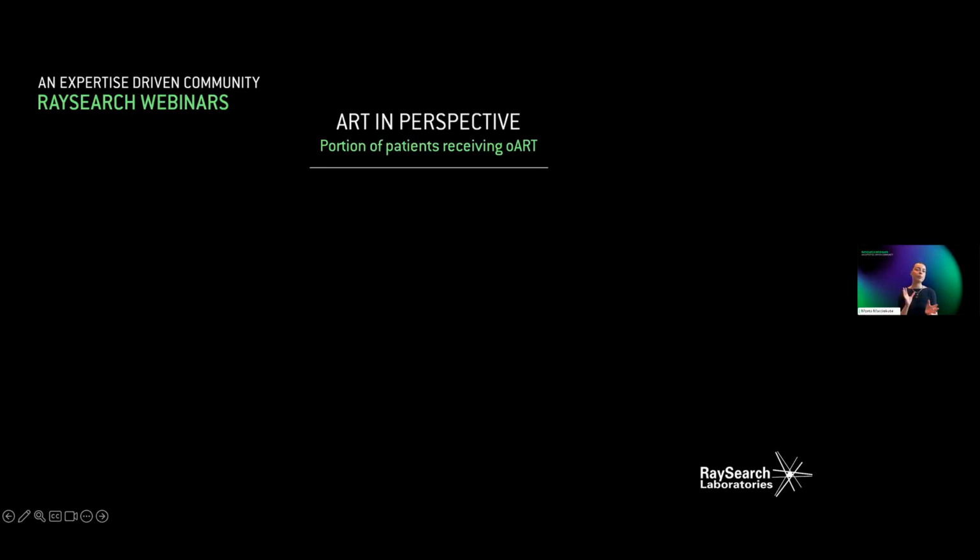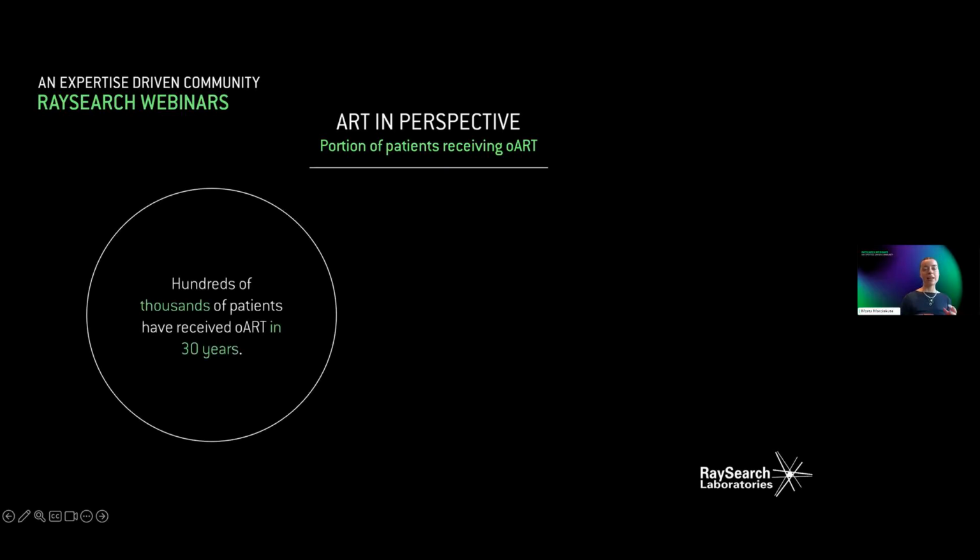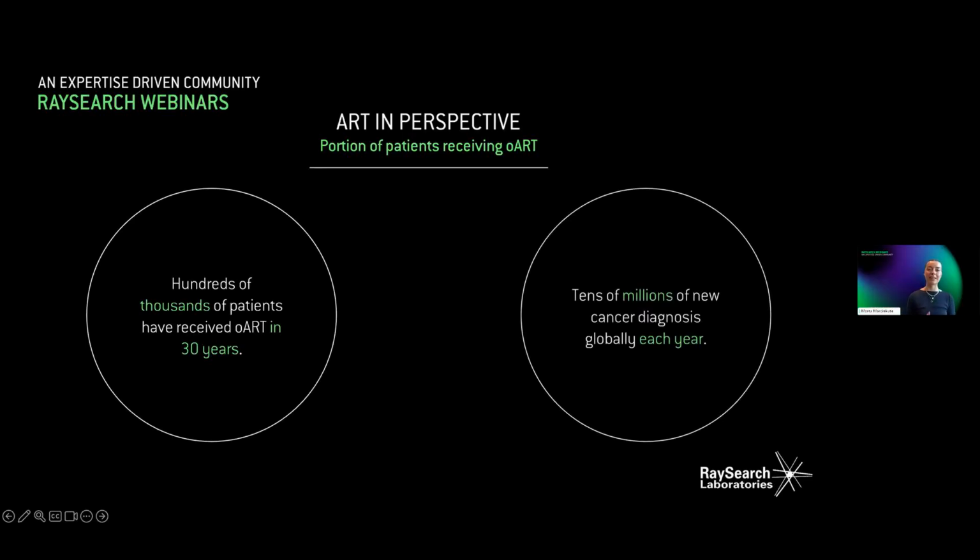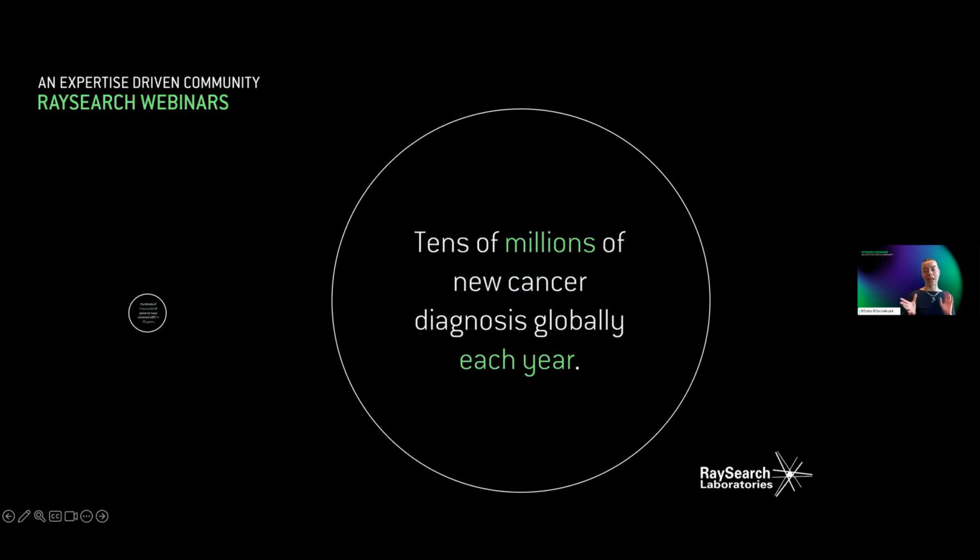But when we put it a little bit in perspective and look at what portion of patients are actually receiving online adaptive radiotherapy, of course, this is a very rough estimate. We don't have exact numbers, but we can definitely say that it's in the range of hundreds of thousands of patients who have received online adaptive radiotherapy over the entire evolution, so in 30 years. But when we look more globally, there are tens of millions of new cancer diagnoses each year. And that's a perspective which should probably look something more like this, right?